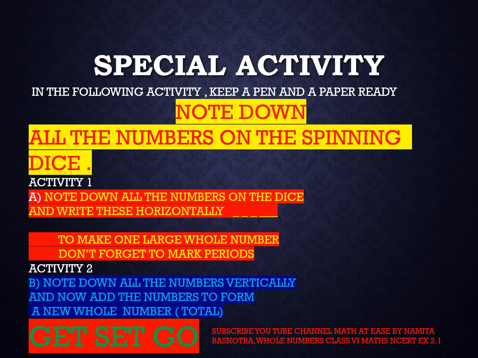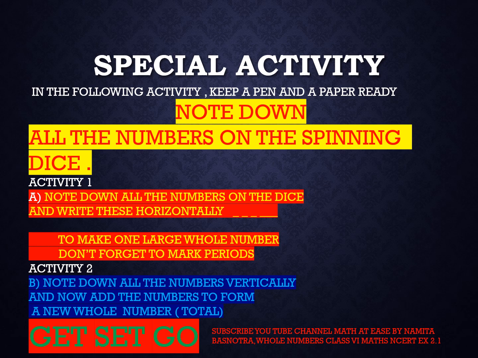When you go to the next screen, you will see a spinning dice on which there will be some numbers written all over. Due to the spinning, it will be difficult for you to note down the numbers, but that's the game. You have to note down all the numbers and write these numbers horizontally. When you write these numbers horizontally, they'll make one large number. I want you to mark the periods, and then according to the Indian system of numeration, write the number name of that large number, right? Because you'll get a large whole number.